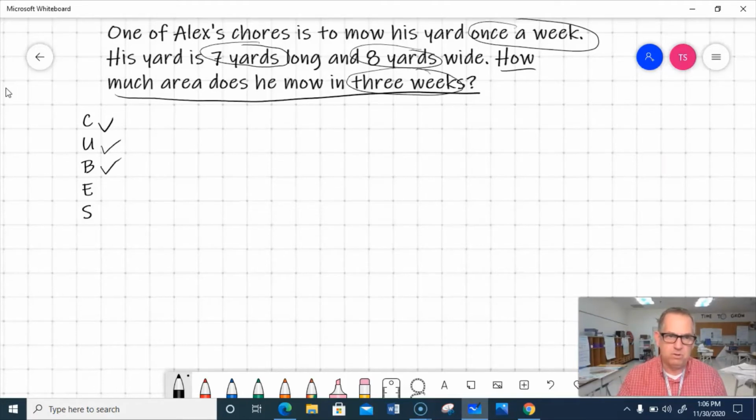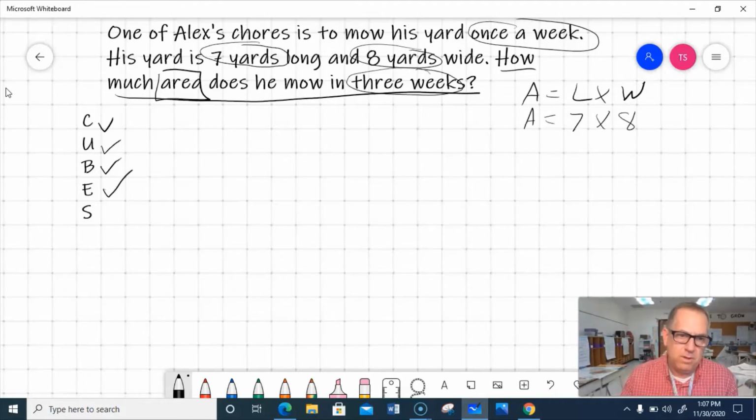I'll go and box in some operational clues. I box in the word area, and I know area equals length times width. So I'm going to have to do length times width to figure out the area. I'm going to do some evaluation here. To calculate the area of the yard, I'm going to multiply length times width. So area would be equal to 7 times 8. And just like in the previous problem, we don't have a picture there, so it would pay us to make a picture.